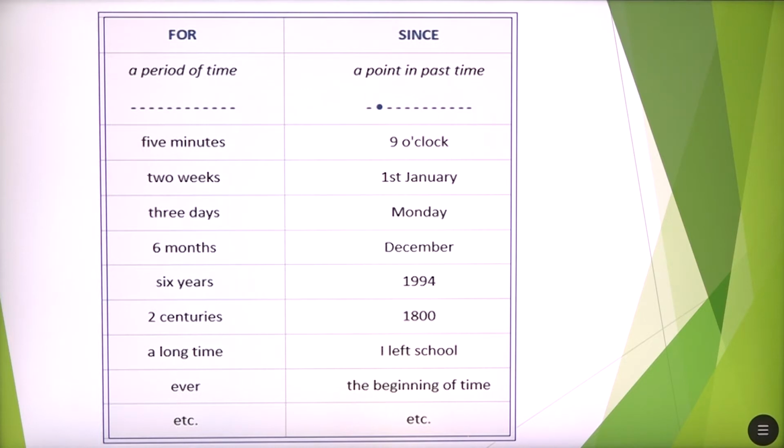Since 9 o'clock, since 1st January, since Monday, since December, since 1994, since 1800, since I left school, since the beginning of time, etc. So if you analyze these expressions, you will know that whenever we have a specific time, we use since. And whenever we're talking about a period of time that is not specific, we use for.